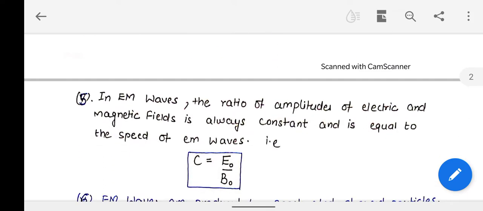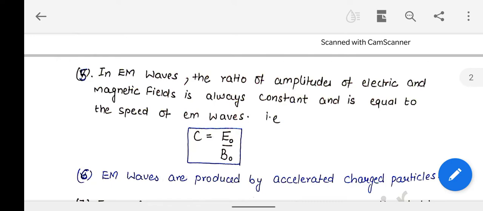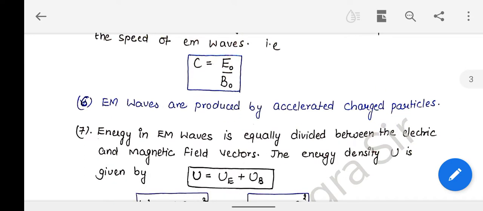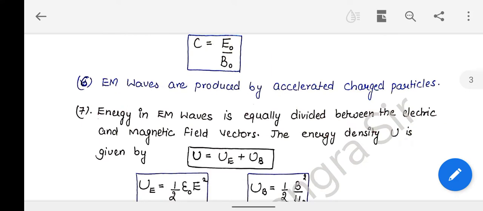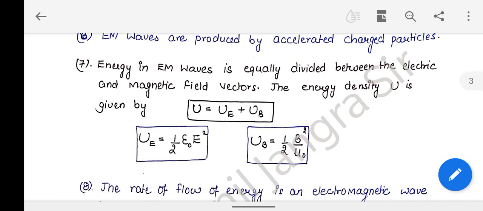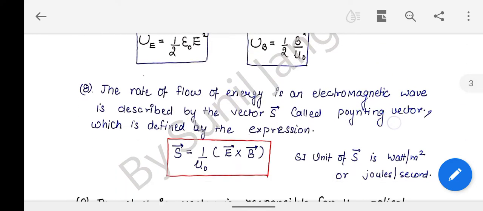So in EM waves, the ratio of amplitude of electric and magnetic fields is always constant, that is equal to the speed of the EM waves. C will be equal to E naught by B naught. This is an important relationship. So how are EM waves produced? They are produced by accelerated charged particles. Energy is equally divided between electric and magnetic fields.